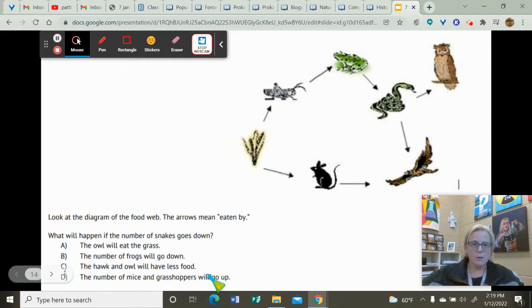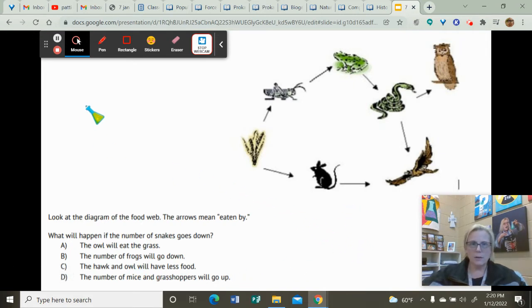The number of mice and grasshoppers will go up. Okay, so let's think about this. If we only have 20 of these instead of 100, that means you're going to have more of these frogs. If you have more frogs, that means probably you're going to eat more grasshoppers. So that one doesn't make any sense either. So the answer here, C, the hawk and the owl will have less food.